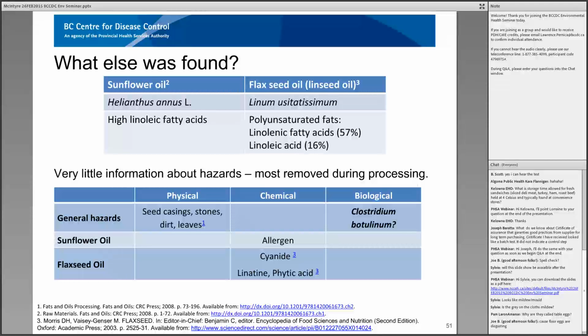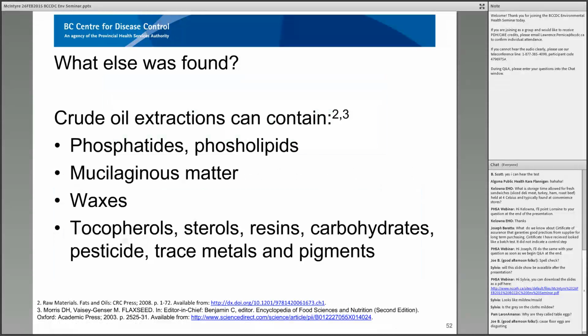And then what I wasn't sure about was that you've got this anaerobic environment with water added. Could C. botulinum be an issue? I really wasn't sure. So what else did we find out about what's in a crude oil?